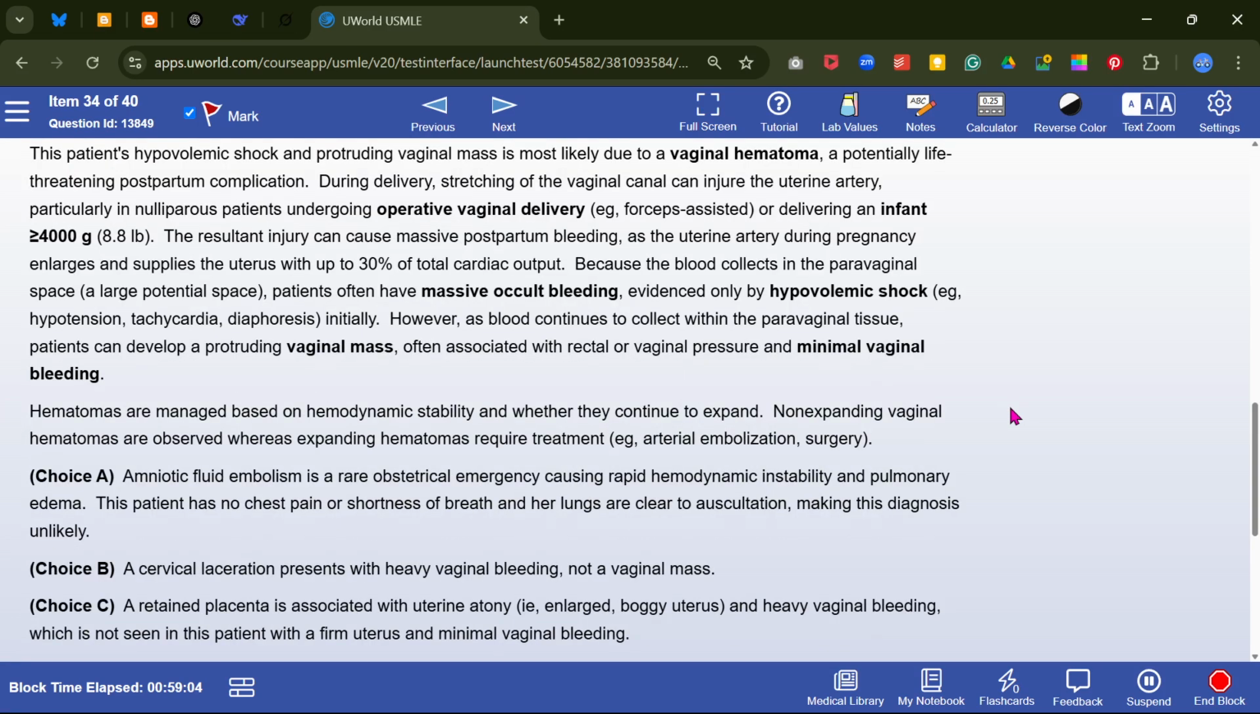Hematomas are managed based on hemodynamic stability and whether they continue to expand. Non-expanding vaginal hematomas are observed, whereas expanding hematomas require treatment with arterial embolization or surgery.